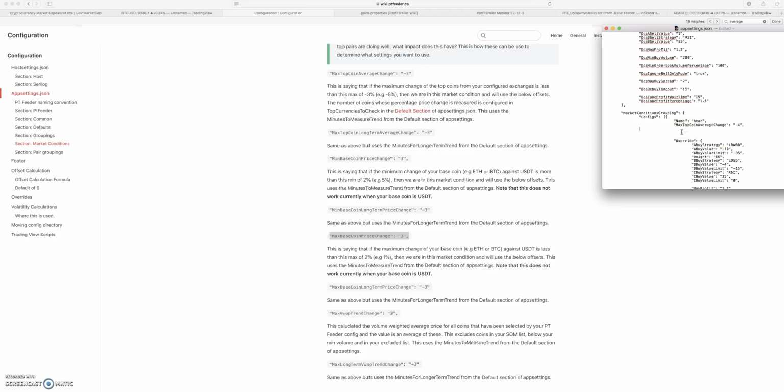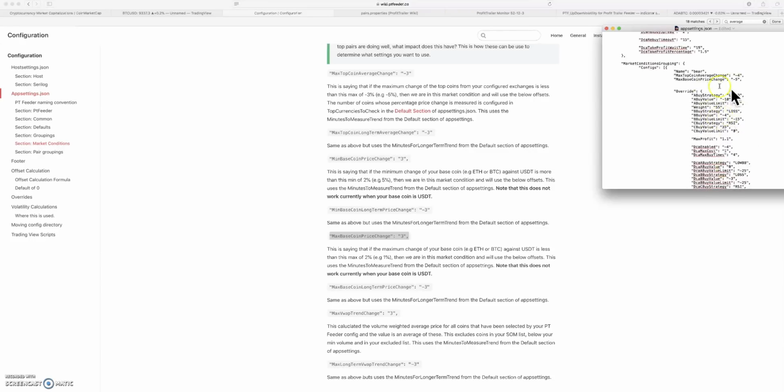So what we could do, just for example's sake, I'll just put that in: max base coin price change. And then we'll put our colon. And then we'll say negative 5%. And because that is just for one coin, versus the max top coin average, which is basically telling PT Feeder, look at all of the top 75 coins and then create an average. This is just looking at Bitcoin, or your base pair if you're using Ethereum. So this is really powerful.